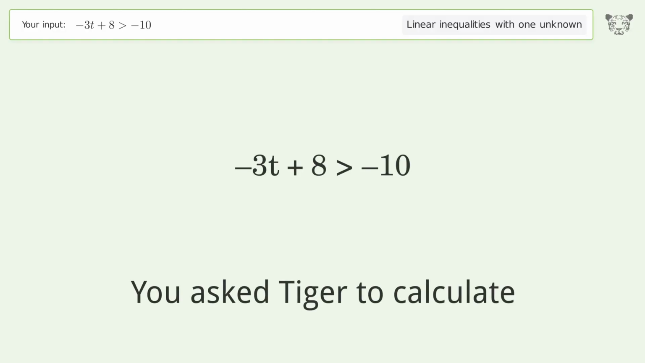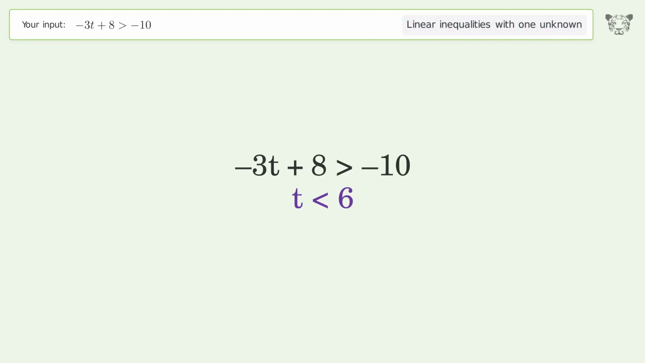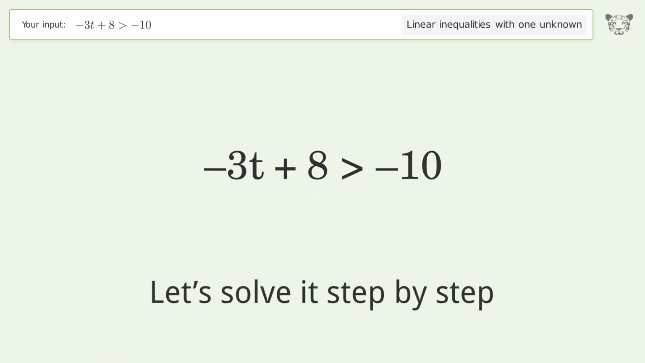You ask Tiger to calculate. This deals with linear inequalities with one unknown. The final result is t smaller than 6. Let's solve it step by step.